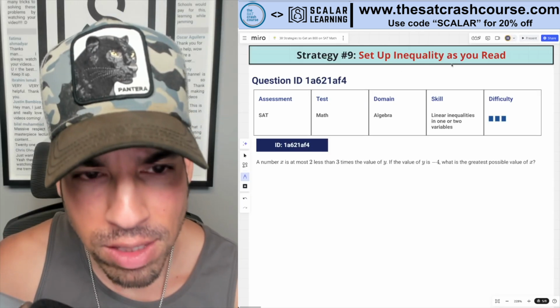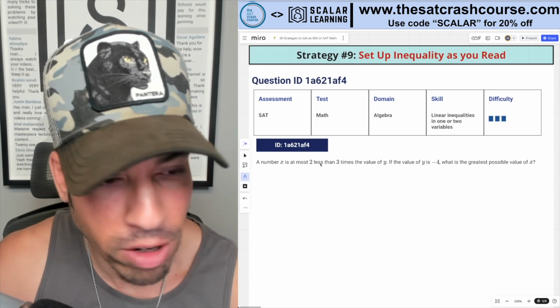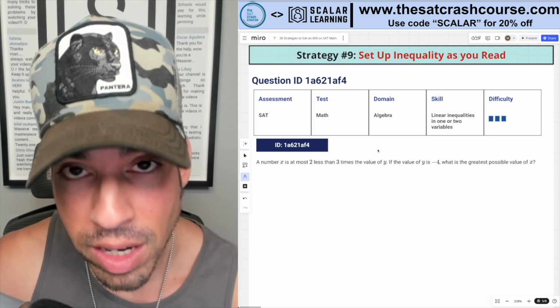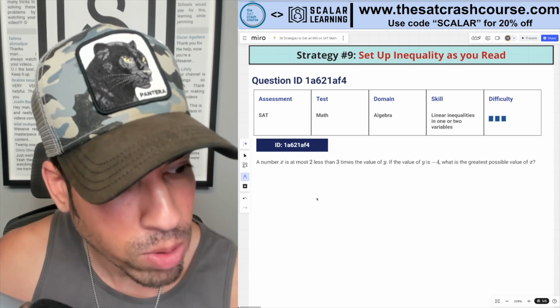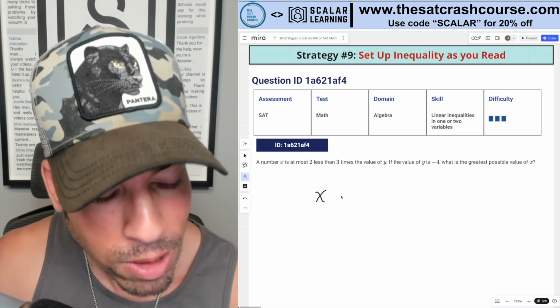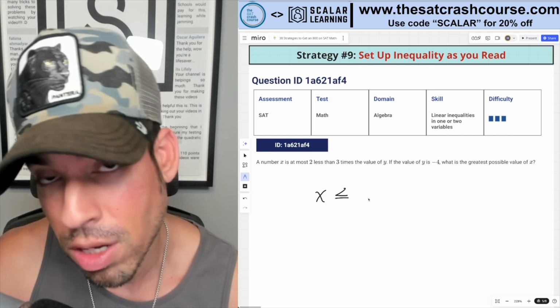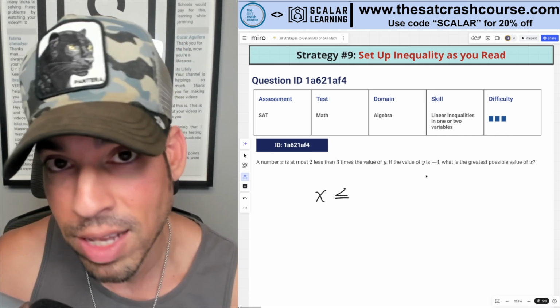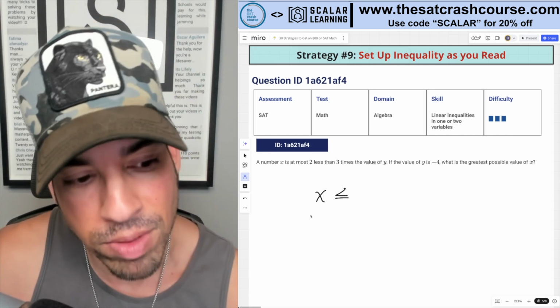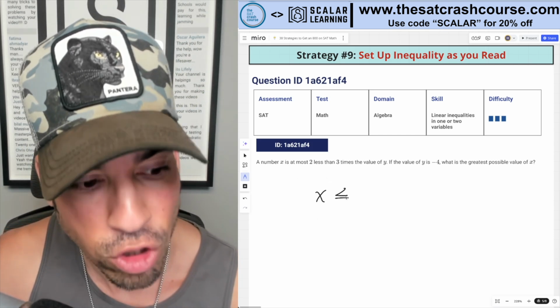Strategy number 9, set up inequality as you read, and this is linear inequalities in 1 or 2 variables. So watch what I do, and this is what I do in real time on the test. A number x is at most, when we say at most, that means less than or equal to. Think about it. If you say, hey, you have at most $100, that means you have 100 or less. You could have 99, 98, 80, 50, etc. So think about it that way if you're ever stuck on what does that mean in terms of an inequality.